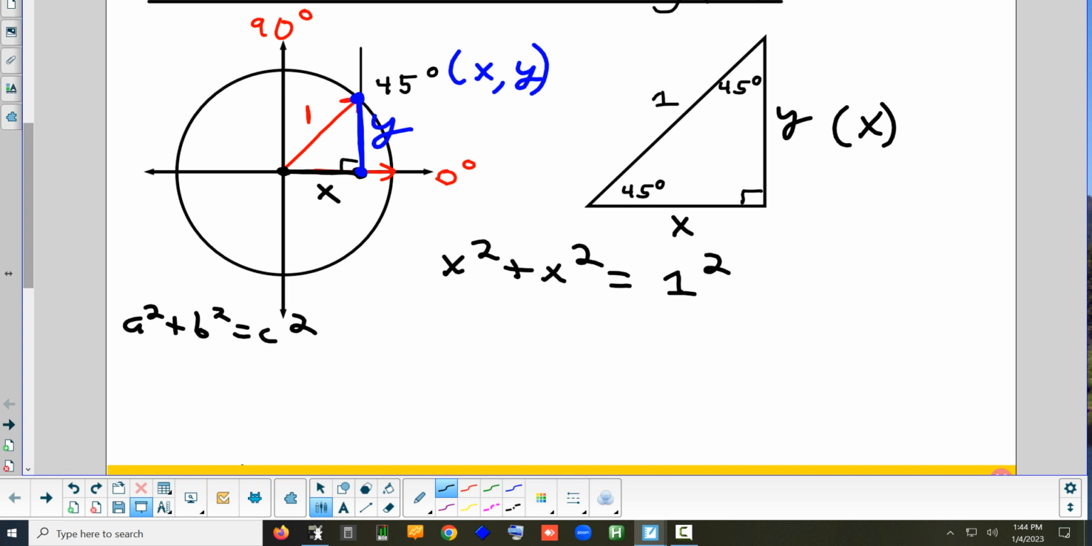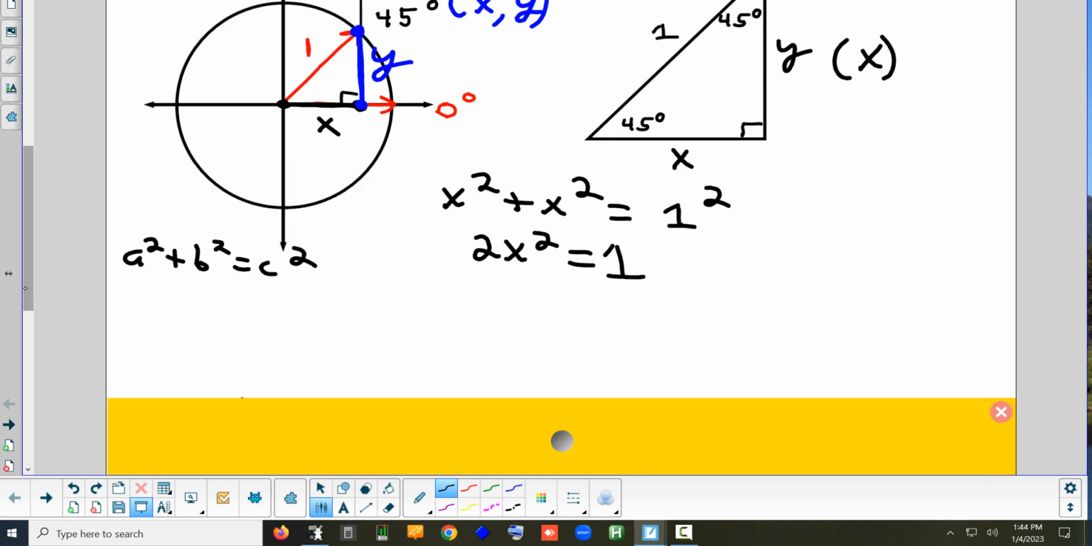X squared plus x squared gives me how many x squareds? Two of them. And we might as well just do 1 squared and get 1. Okay, what's my next step to get the x squared by itself? Divide by 2. So that's gone. So we get x squared equals a half. I'm just going to move it over here.